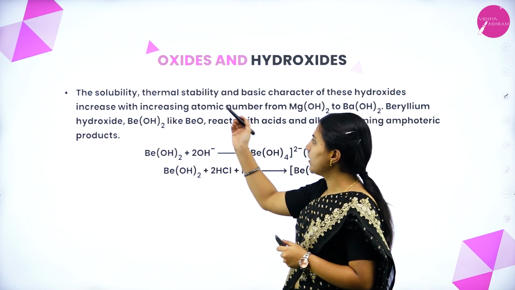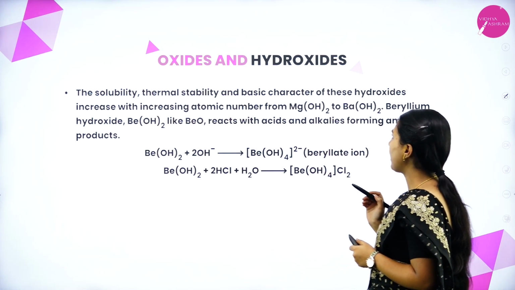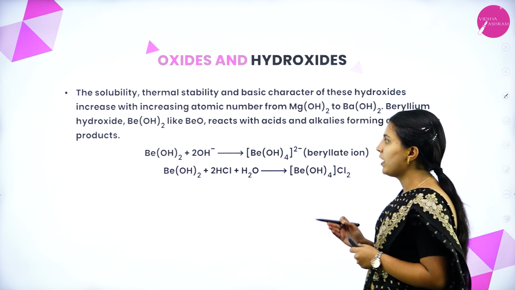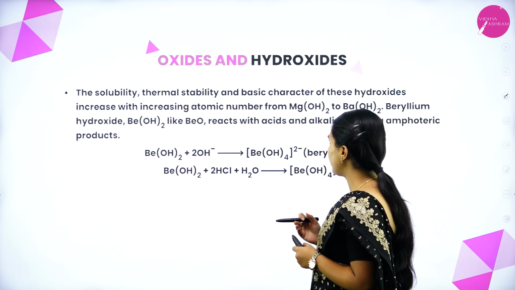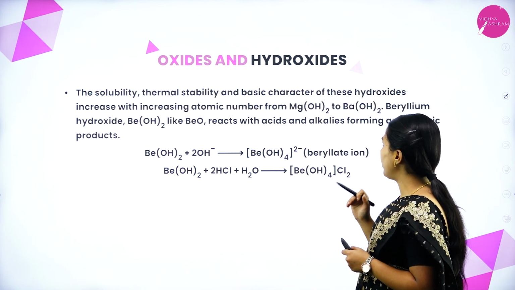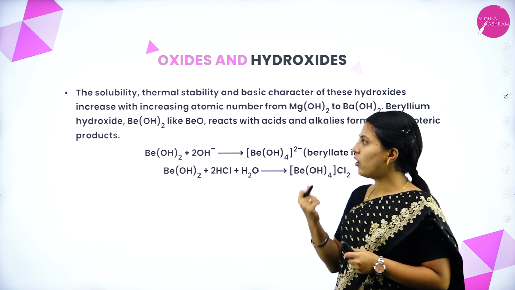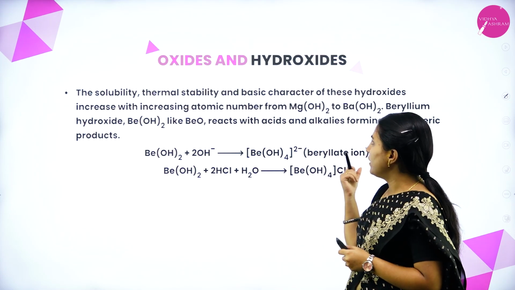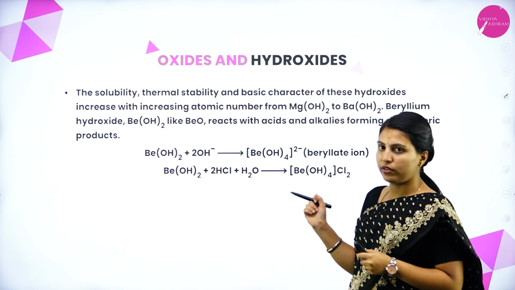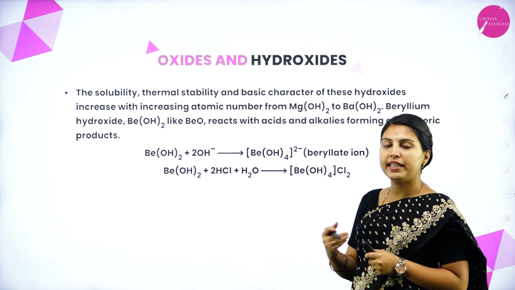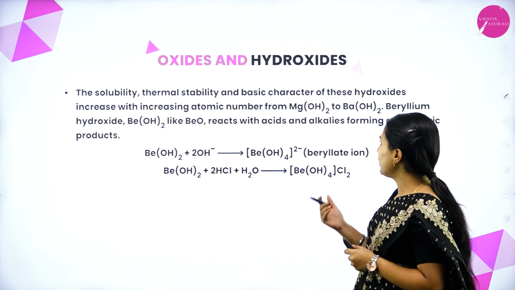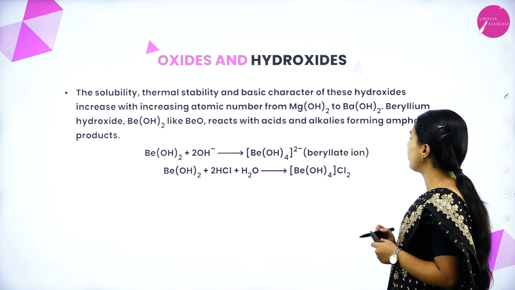The solubility, thermal stability and the basic character of these hydroxides increase with increasing atomic number from magnesium hydroxide to barium hydroxide. The solubility, the thermal stability and the basic character of these hydroxides increase with increasing atomic number, that is from magnesium to barium hydroxide.